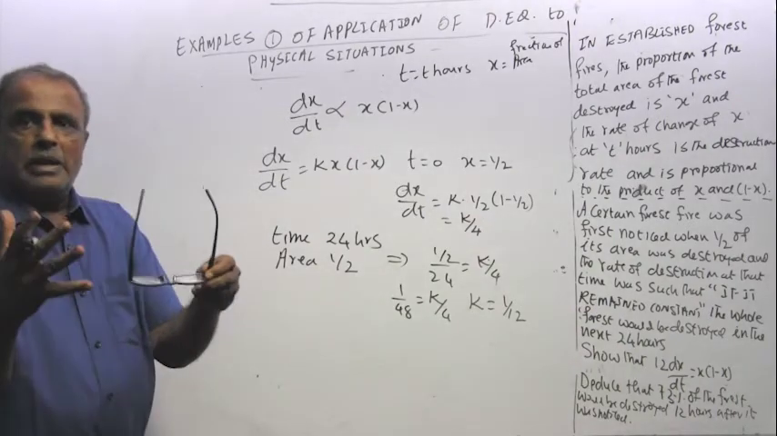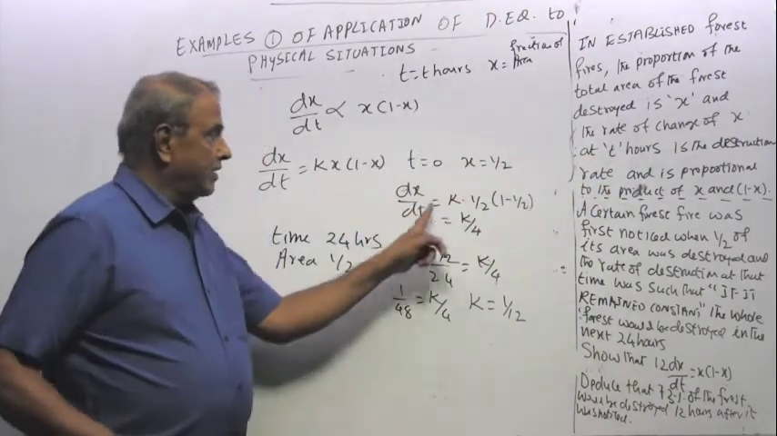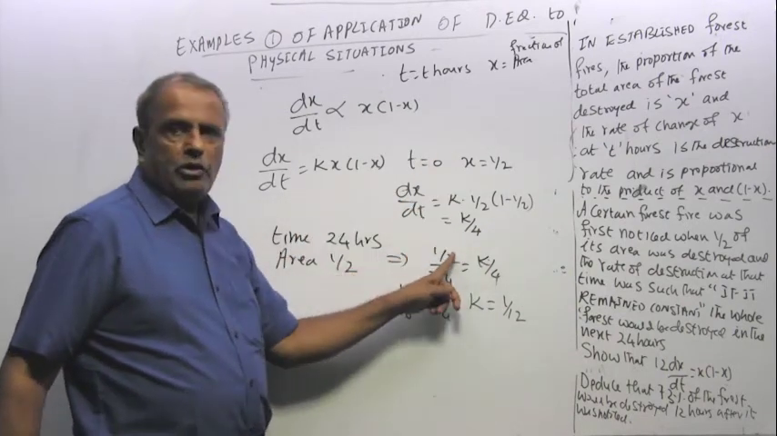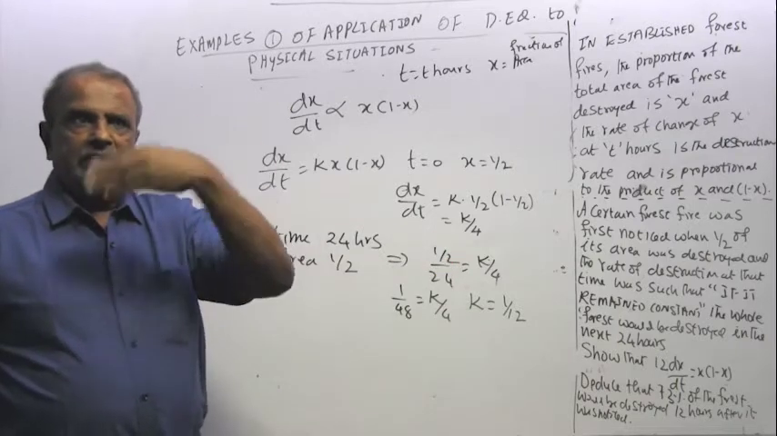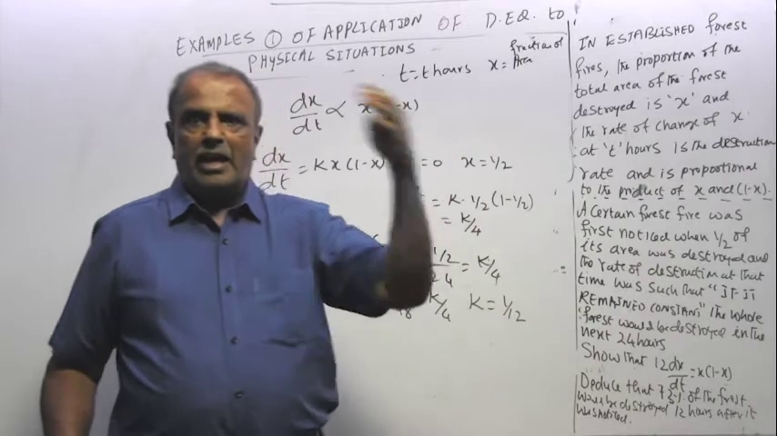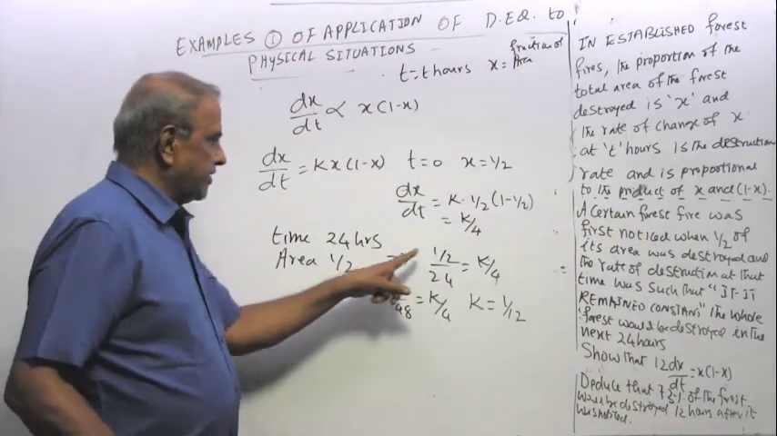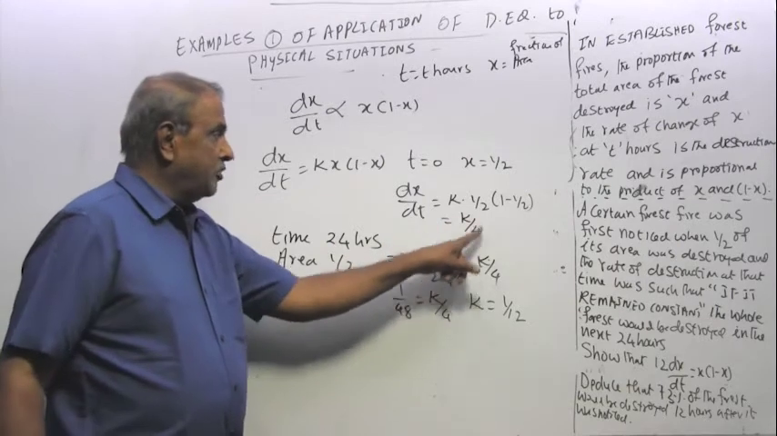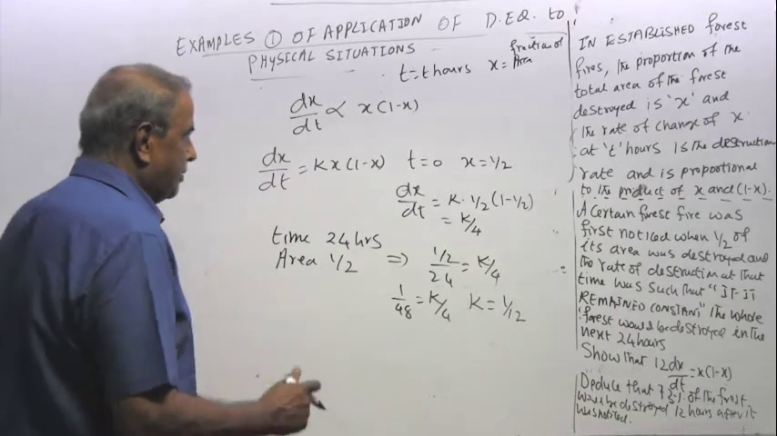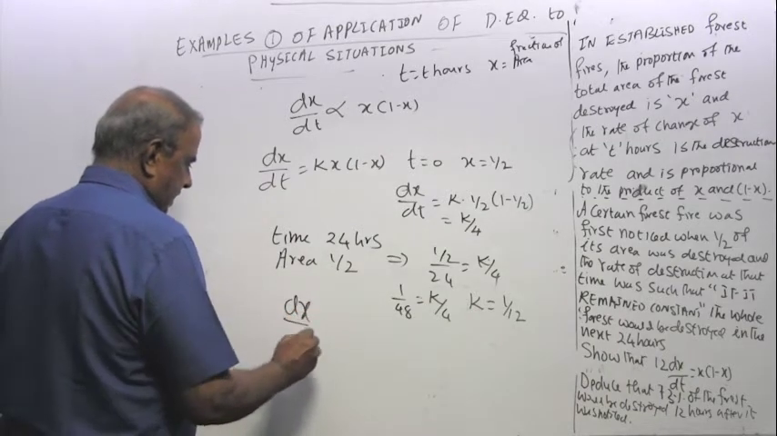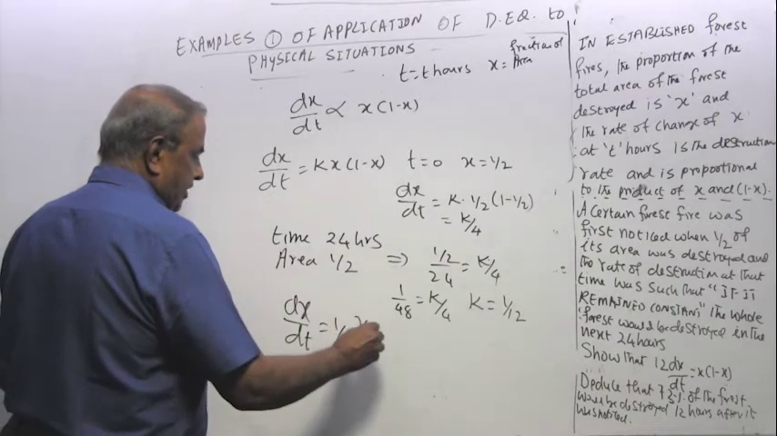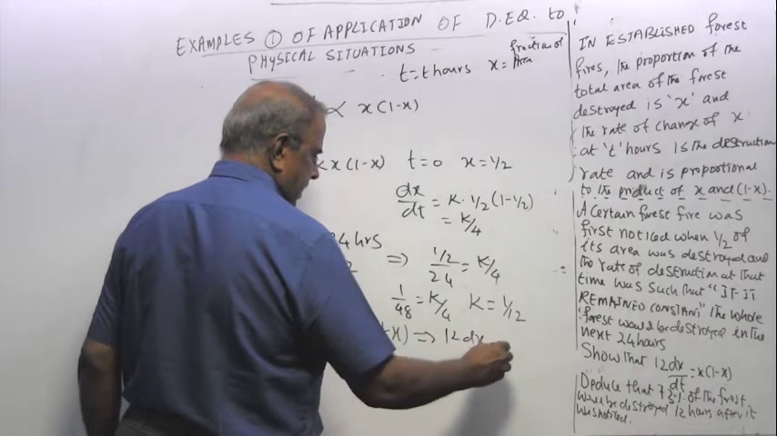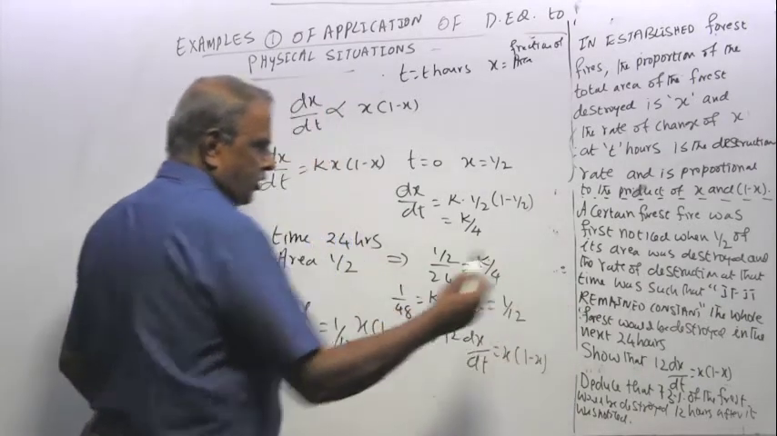In other words, you are assuming what if it were to be a constant? The constant rate based on when it was discovered, based on the differential equation is k over 4. If the rate is constant, the rate is change in area over change in time. Change in area is half, change in time is 24, so it's half over 24 is the rate. And that should be equal to k over 4, so k is 1 over 12. So dx by dt is 1 over 12 x times 1 minus x, or 12 dx by dt equal to x times 1 minus x. You're asked to show that.